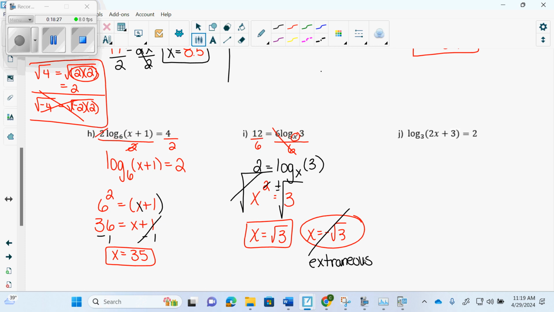What about J? Do I have to convert it? Do I have to convert to exponential? Yeah, because the variable's attached to the log. Convert. Depends on what they want. So you probably don't want to. Do you have 1.7?